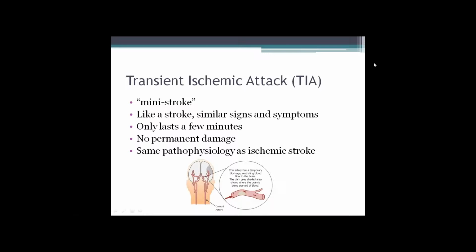A TIA is like a stroke, producing similar symptoms, but usually lasting only a few minutes and causing no permanent damage. It has the same origins as that of an ischemic stroke. A clot blocks the blood supply to part of the brain, except this blockage is brief and only lasts a few minutes. The symptoms will disappear within an hour.